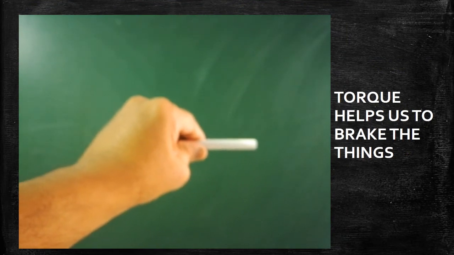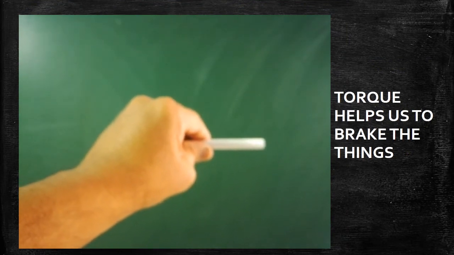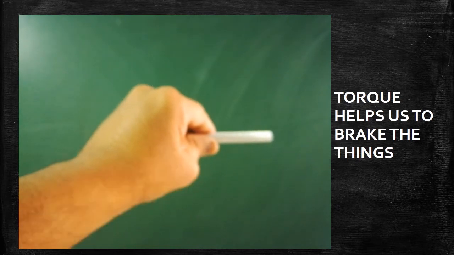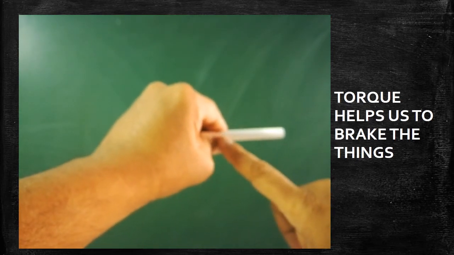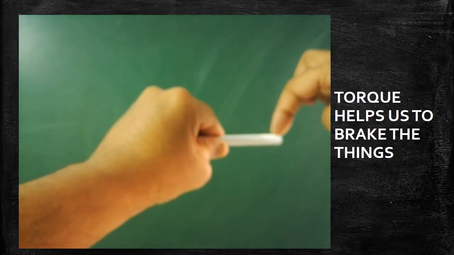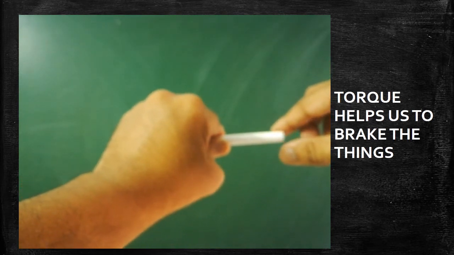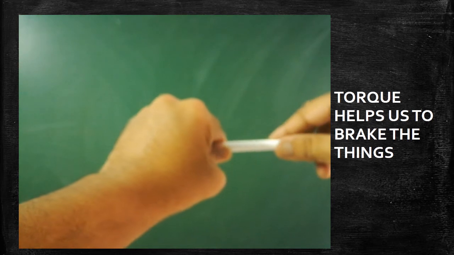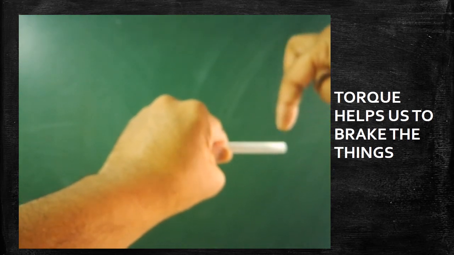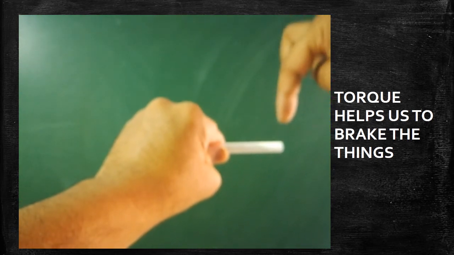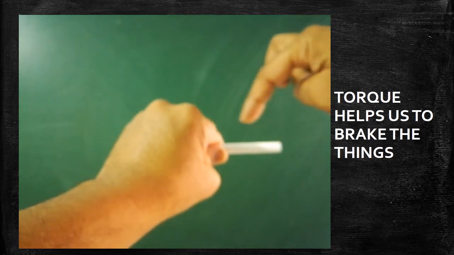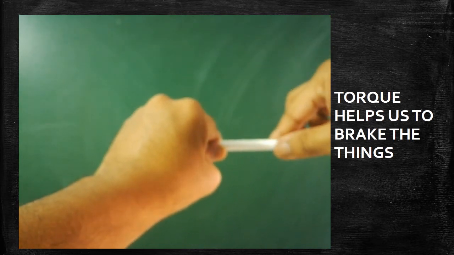Now we are going to see how the torque helps us to break the object. Here the chalk is held exactly here. Now I am going to apply the force at the free end of the chalk. You have to hold it very firmly. If you apply the force, this is the direction of the force, this is the line of action of the force, and this one will be the perpendicular distance.